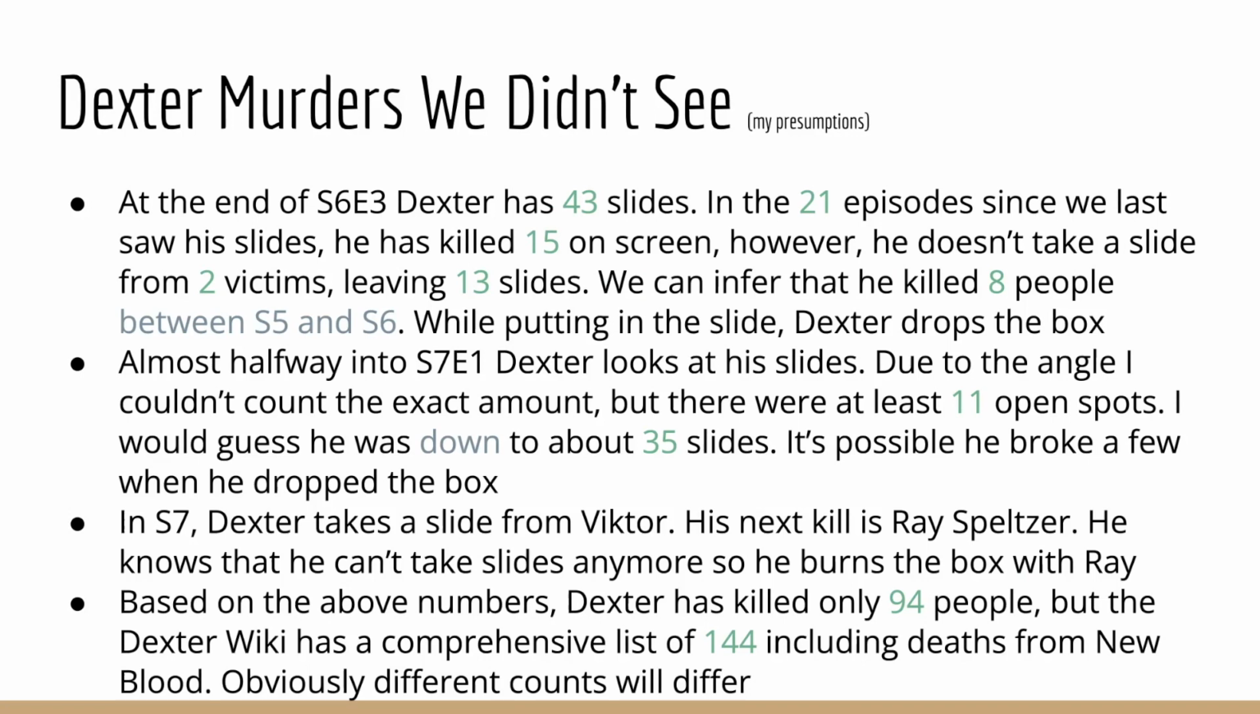Then in season 7, Dexter takes a slide from Victor, who he kills in the first episode, and his next kill is Ray Speltzer. He knows that he can't take slides anymore, so he burns the box with Ray.